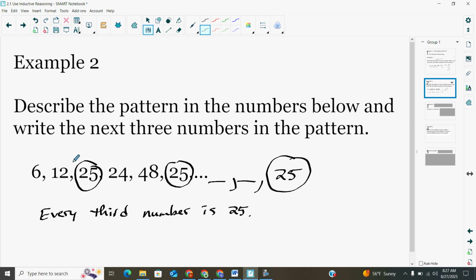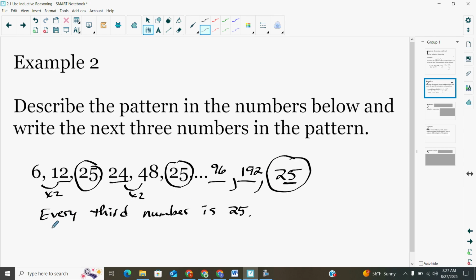And then if we ignore the 25s, well, we said this is times 2, and this is times 2. And from 12 to 24, that's also times 2. So if we took the 25s out, it's just like the last one where it's just multiplying by the same number over and over again. So if we put that in, I've got 48 times 2 is 96. And 96 times 2 is 192. So we've got our other 3 numbers.